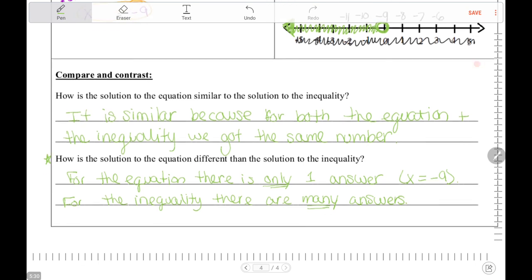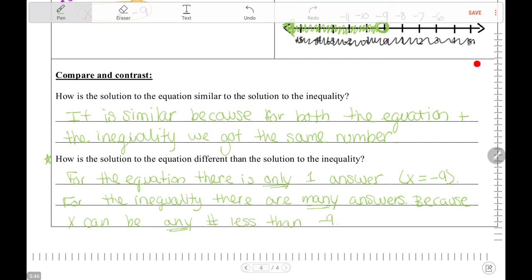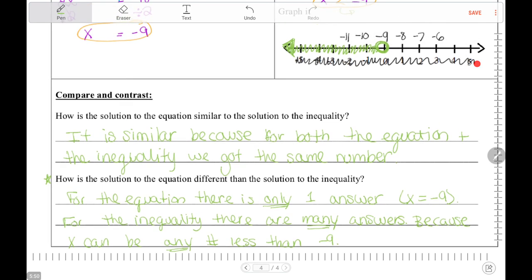Okay? Because for the inequality, x can be any number less than negative 9. So if we pick something in our shading, that might be negative 11, maybe it's negative 12, maybe it's negative 20. All of those could be answers. So for equations, we can only have one answer, where inequalities, we have many, many, many different possibilities.